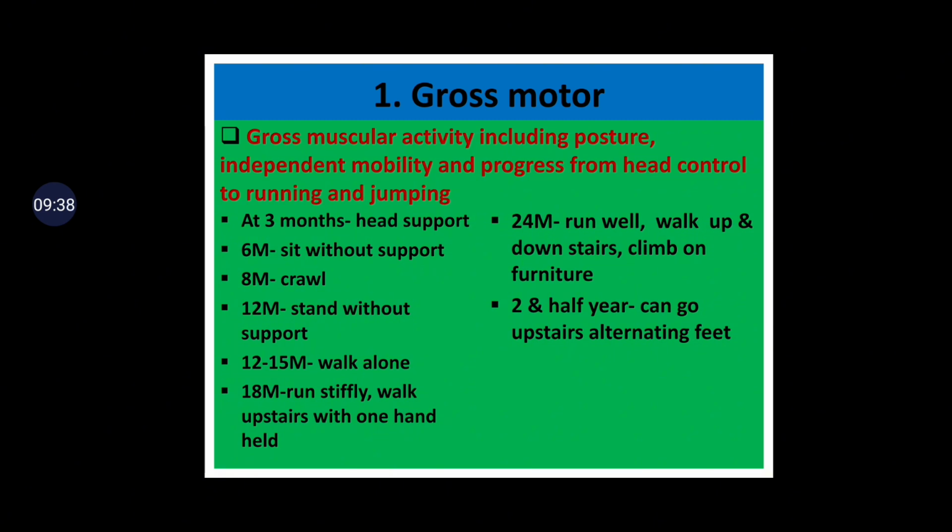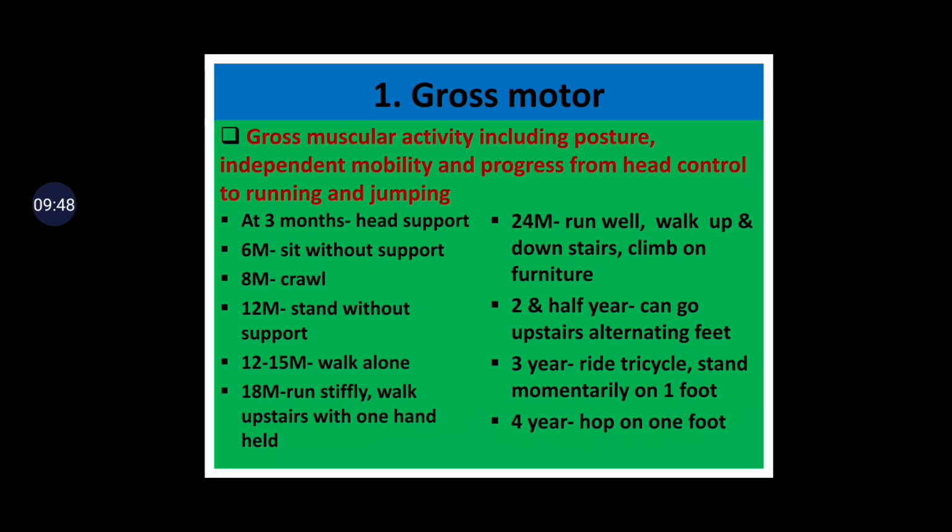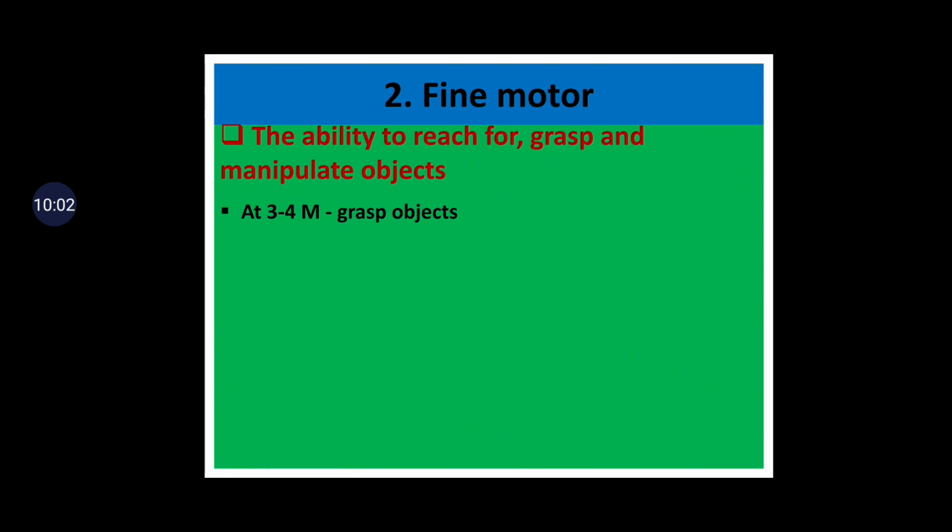At 2.5 years, they can go upstairs with alternating feet. At 3 years, ride tricycle and stand momentarily on one foot. At 4 years, they can hop on one foot, and at 5 years, they can jump. The second one is fine motor. The ability to reach for, grasp and manipulate objects. At 3 to 4 months, infants can grasp objects.